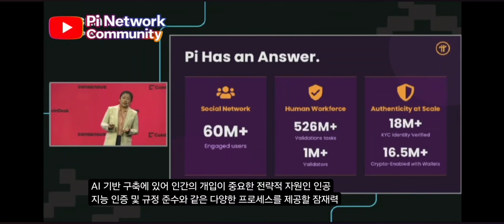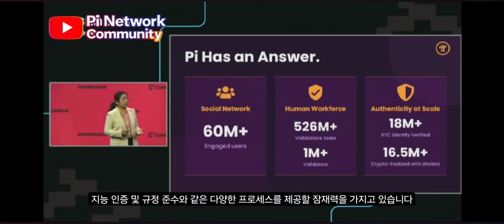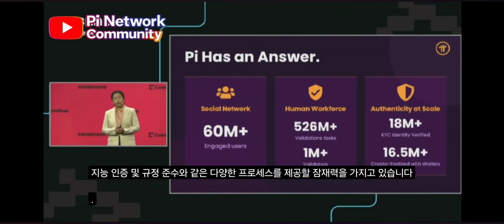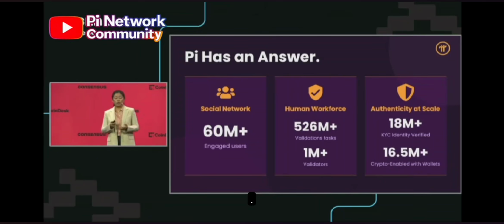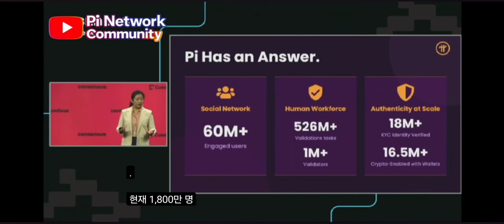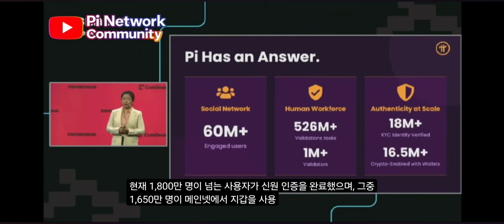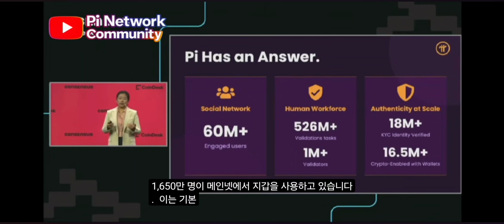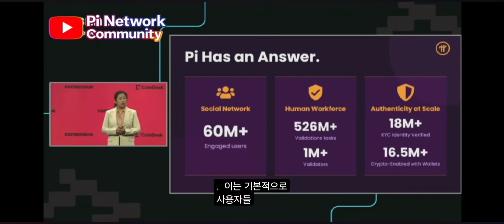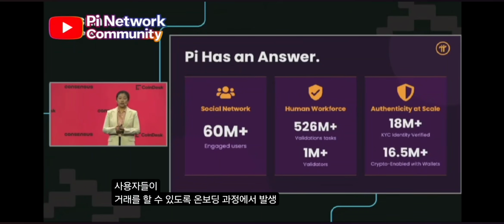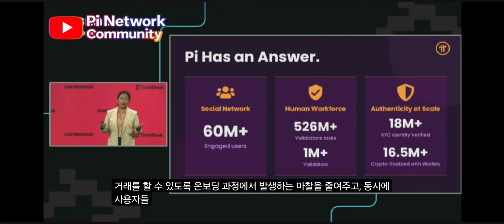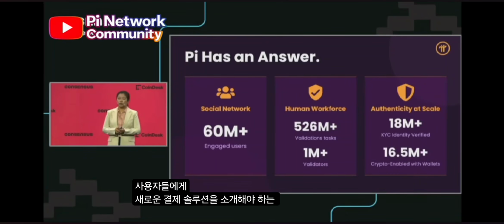Authenticity and compliance are strategic resources for companies building on top of Pi. We have over 18 million people who are already identity verified, and 16.5 million of them are on the mainnet with a wallet. This basically reduces the onboarding frictions for users to be able to transact, and at the same time, avoids having to introduce them to a new payment solution.